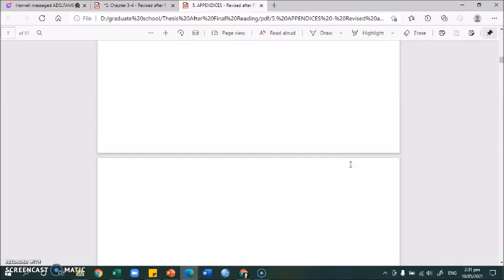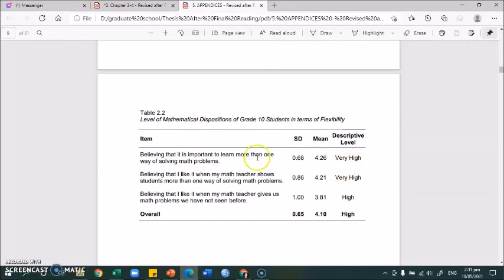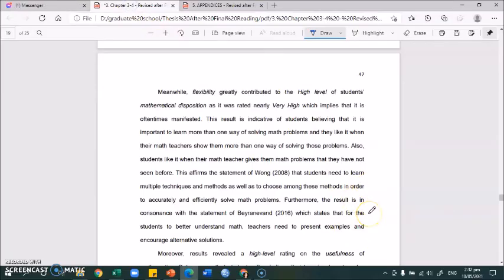Tingnan natin yung sa items ng flexibility. Confidence yan. Ito, flexibility. Okay. Very high. Ito na una. Believing that it is important to learn more than one way of solving math problems. Believing that I like it when my math teacher shows students more than one way of solving math problems. So, nirephrase at ginawang isa. Believing that I like it when my math teacher gives us math problems we have not seen before. So, very high and high yan. So, included sa ipe-present na item.